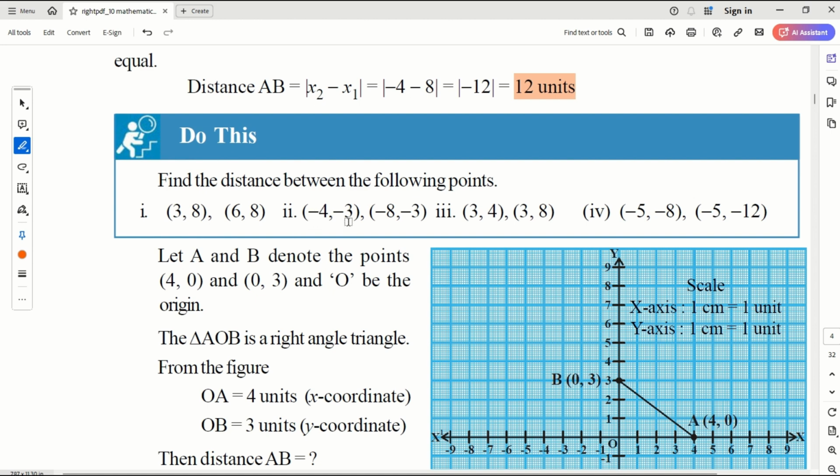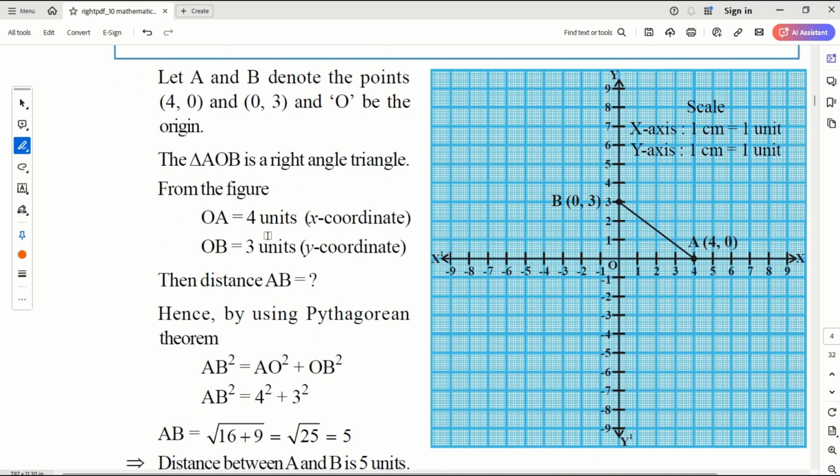Okay. Second problem. Again, y coordinates are same. So the difference between x coordinates is minus 4 minus of minus 8. That is minus 4 plus 8, which is 4. Okay. In the third problem, x coordinates are same. So we have to check the difference of y coordinates, 8 minus 4, which is 4. So that's the distance. Here again x coordinates are same. So the difference of y coordinates is minus 8 plus 12, that is 4. Okay. So this is how we find it.